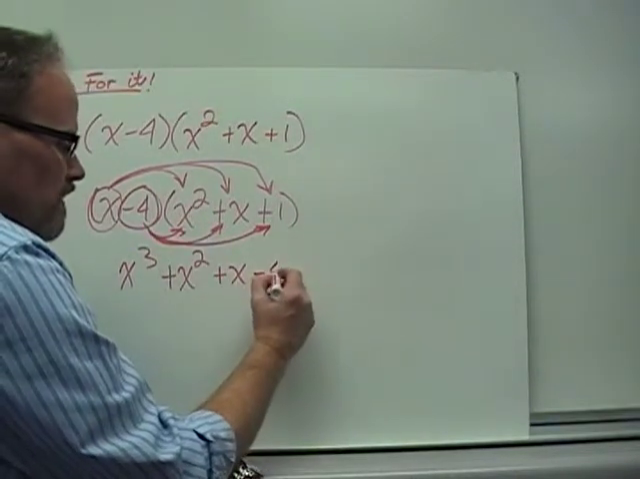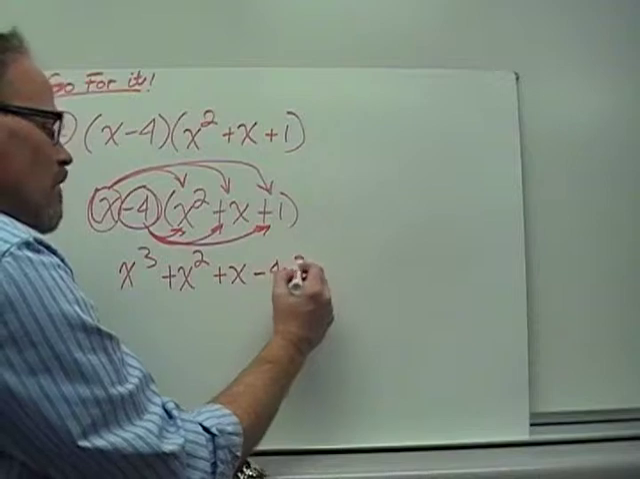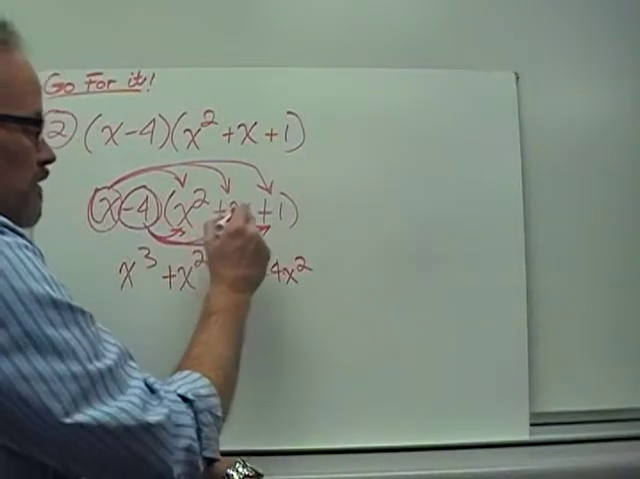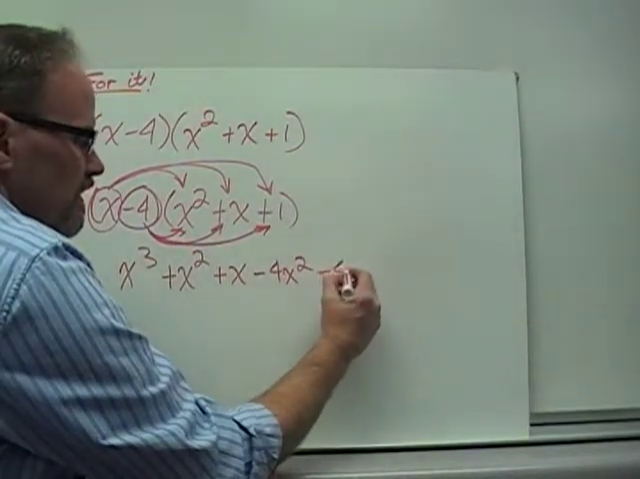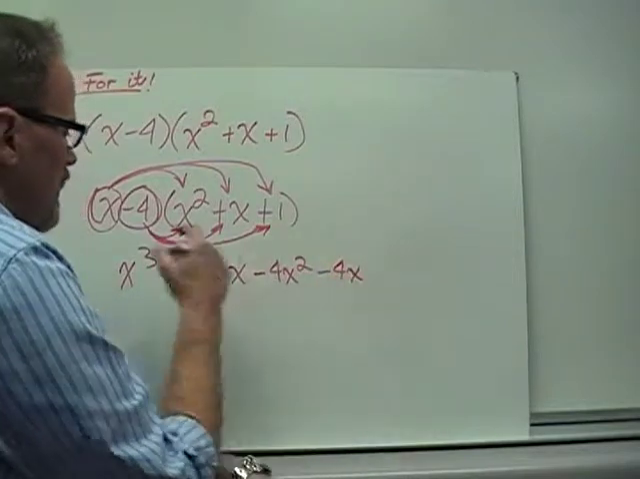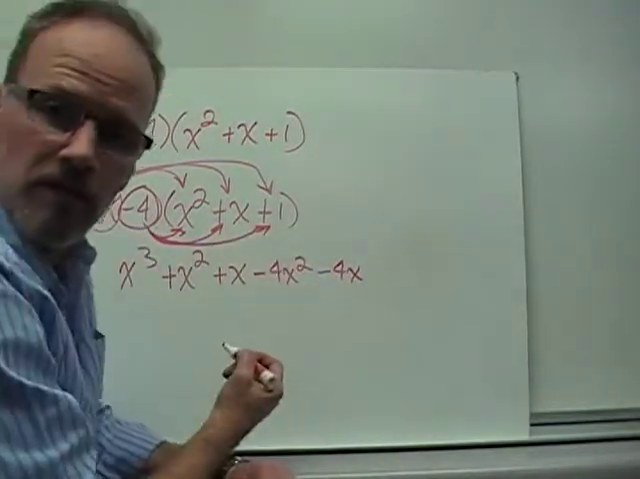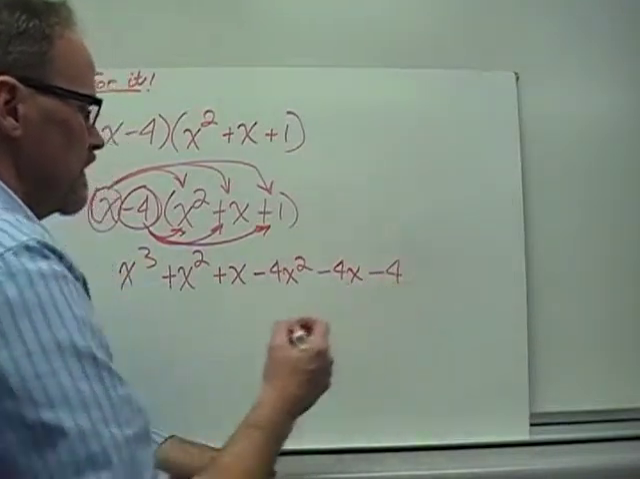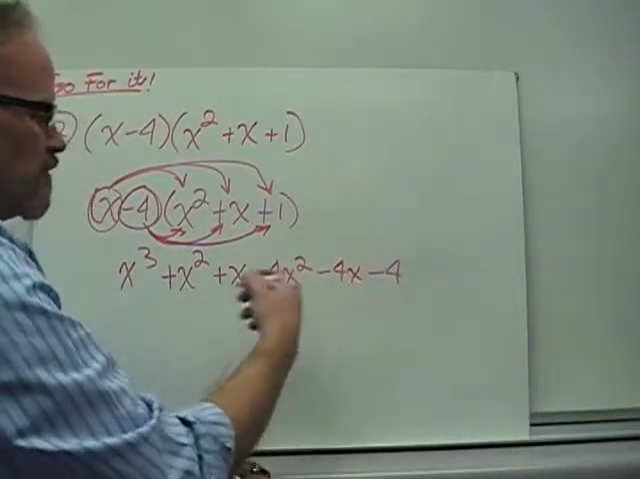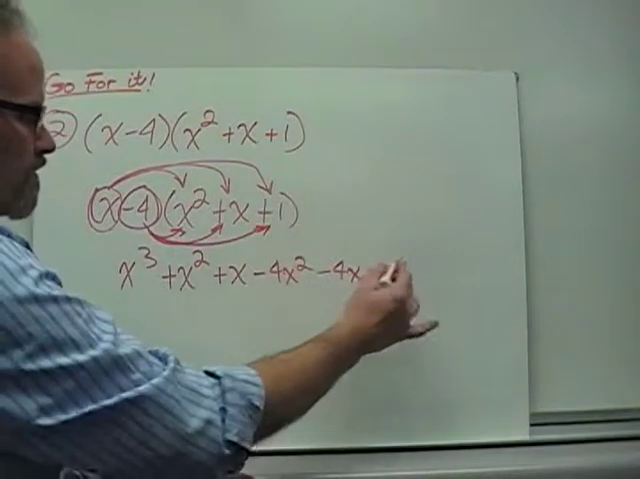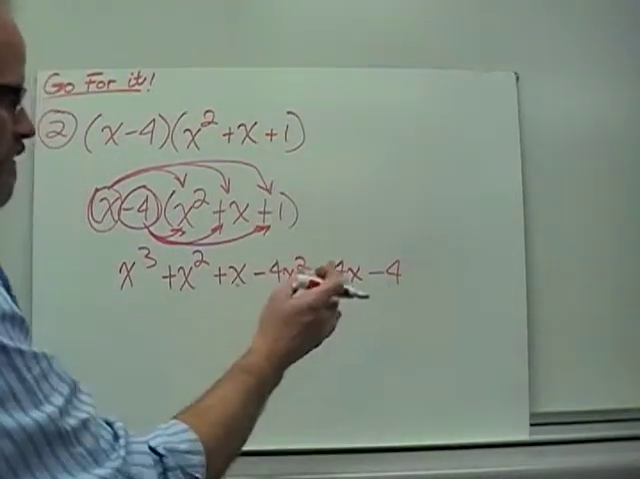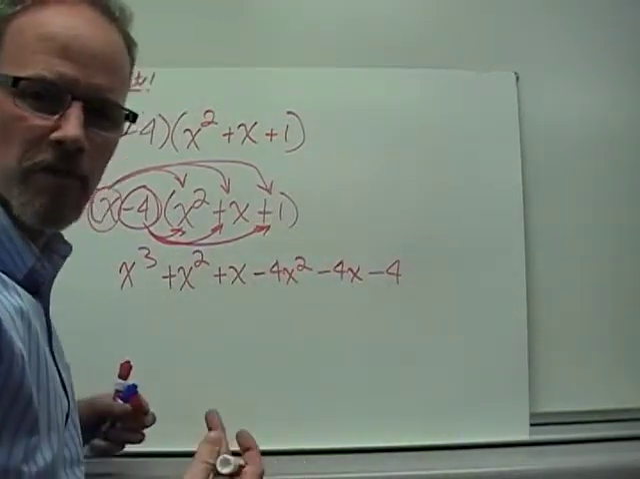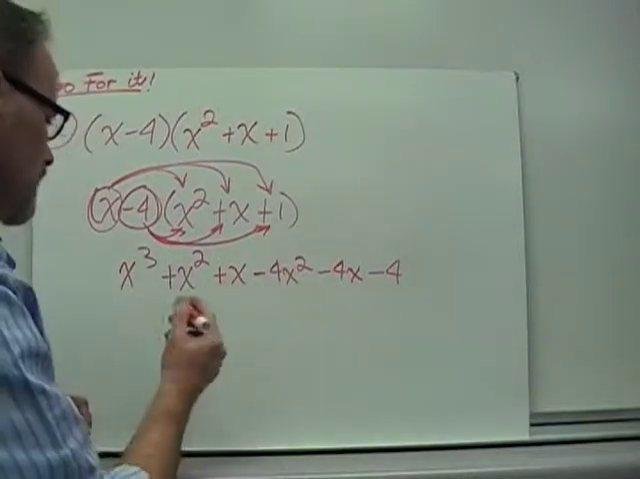That gives us a negative 4x squared. Negative 4 times a positive x, still negative. And a negative 4 times a positive 1, that's still negative there, on the end. Now we need to combine like terms. I'm just going to go ahead and rewrite it and put all the terms together before I actually do my combine like terms. I'm just going to write it so everything looks good.